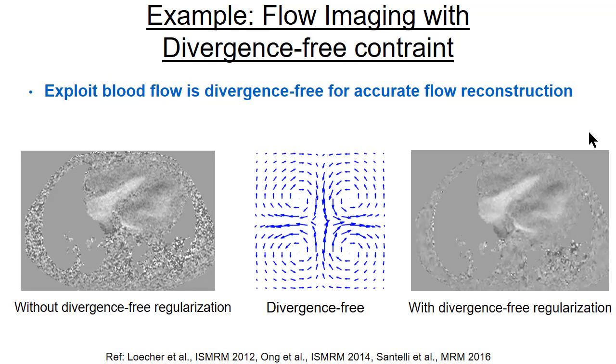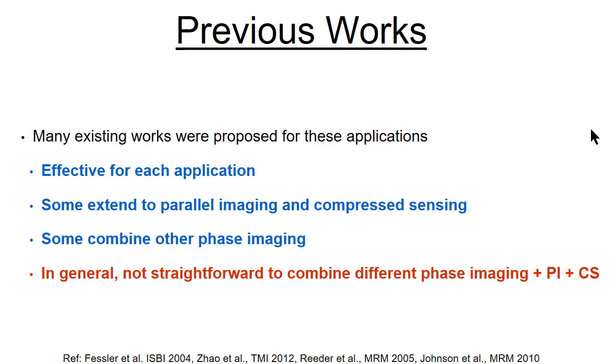In flow imaging, we encode flow measurements in the phase. Because blood flow is incompressible, everything that goes in has to go out. It actually has to satisfy a condition called the divergence-free condition. And so we can also exploit this condition to perform a more accurate flow reconstruction. So all of these are examples of phase regularized reconstruction, where we utilize structures of the phase in reconstruction to get higher resolution and reduce errors.